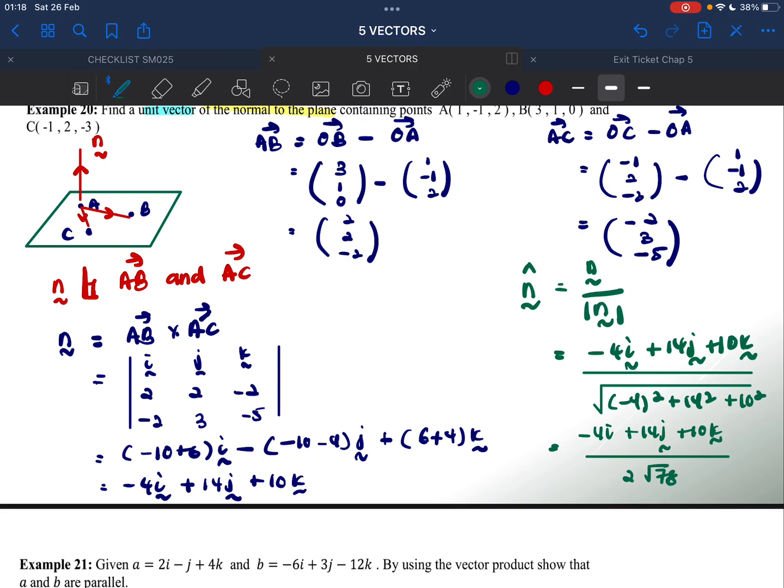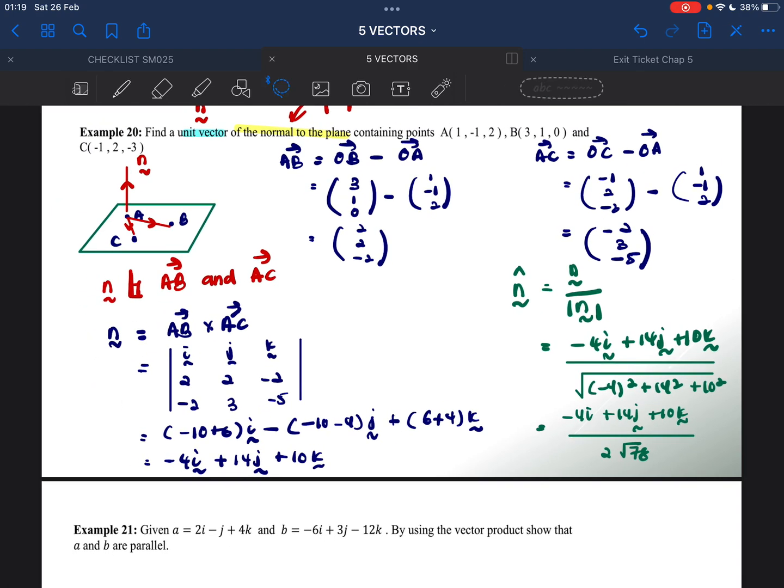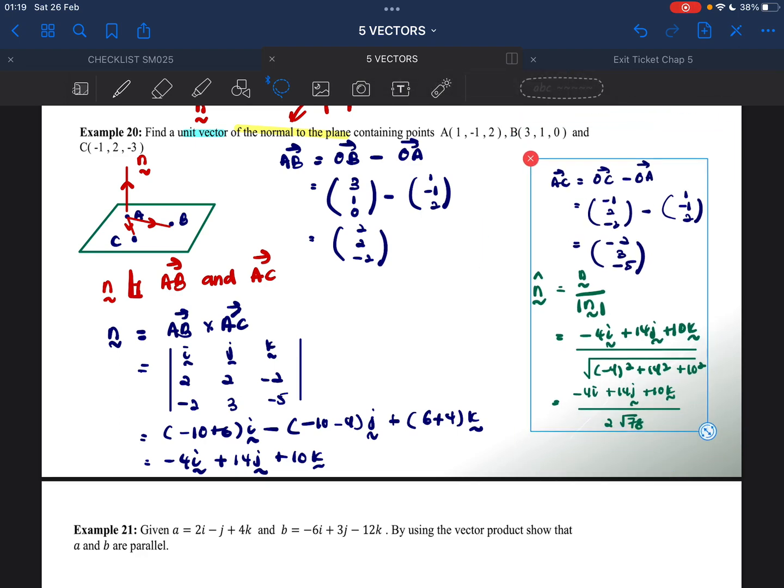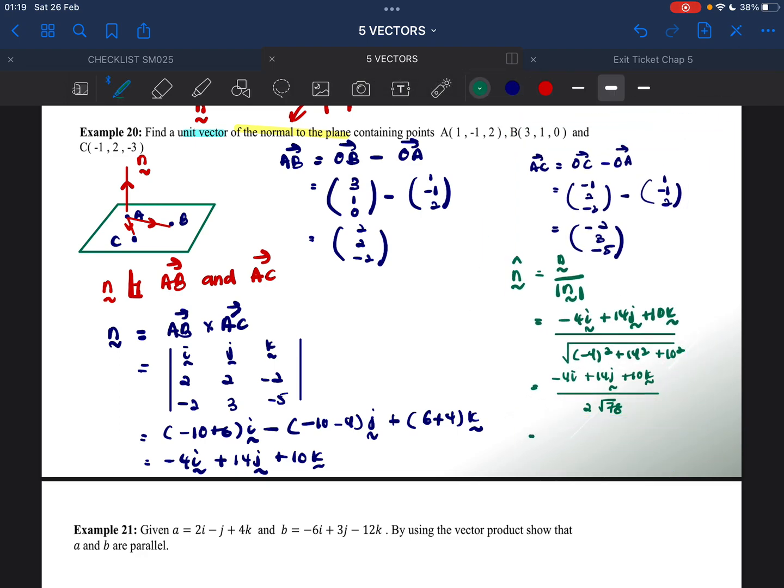Okay, and you can just simplify the answer. Your final answer should be negative 4 divided by 2, we have negative 2 over square root 70 i. 14 divided by 2, we have 7 over square root 70 j. And 10 over 2, plus 5 over square root 70 k. Okay, the vector has to be separated. Your final answer has to be like this, you cannot put it in one fraction together like this.